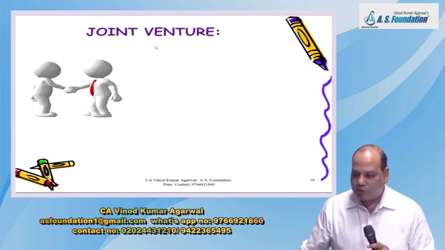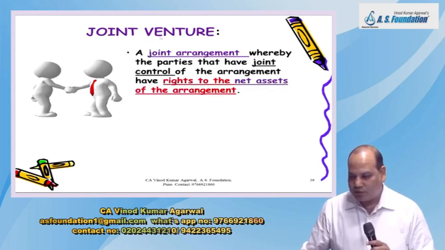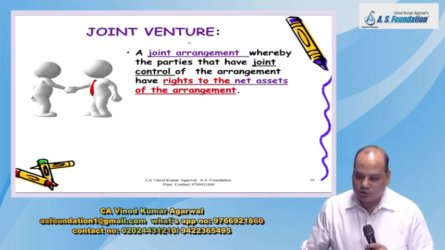The other type of joint arrangement is called joint venture. In this standard, we have to only identify that it is a joint venture. And once it is proved that it is a joint venture, then we will have to go to IAS 28 for applying equity method of accounting.